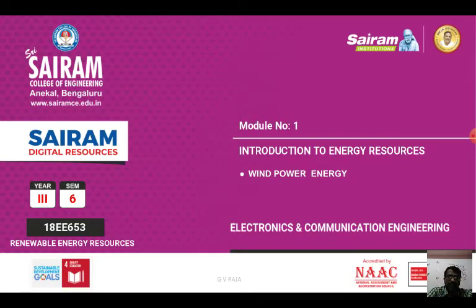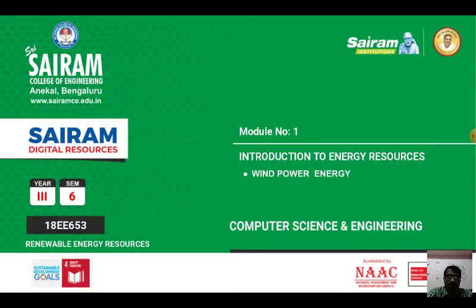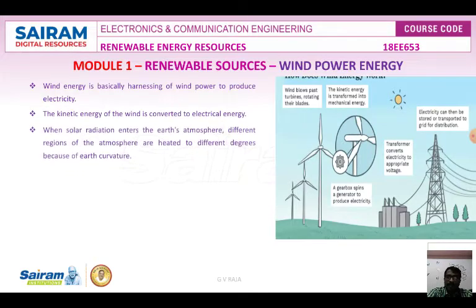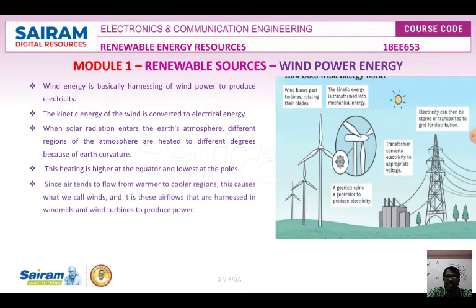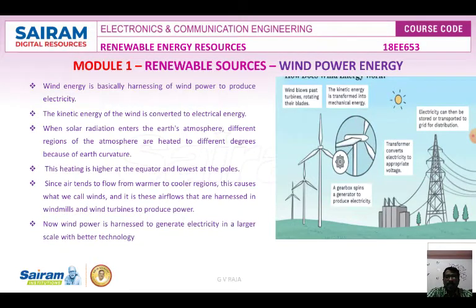Today's class we are going to discuss wind power energy. Wind is induced in the atmosphere by uneven heating of the earth's surface by the sun. Wind energy is basically harnessing of wind power to produce electricity. The kinetic energy of the wind is converted into electrical energy.